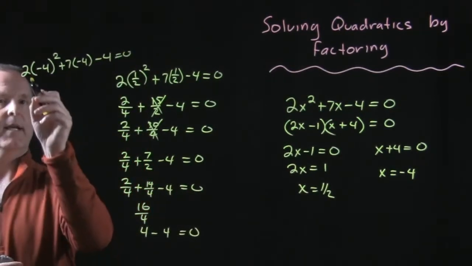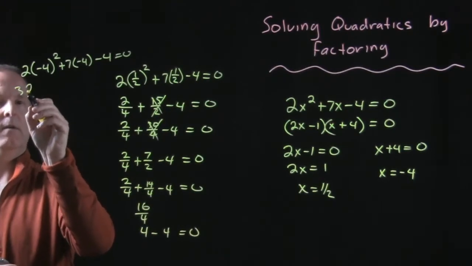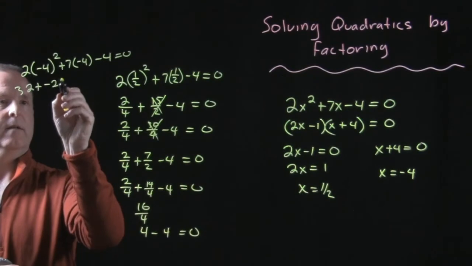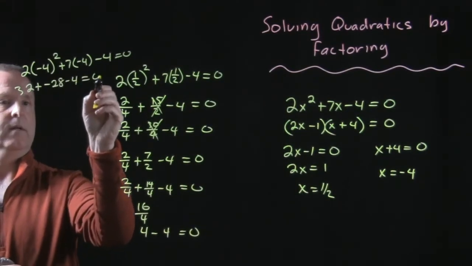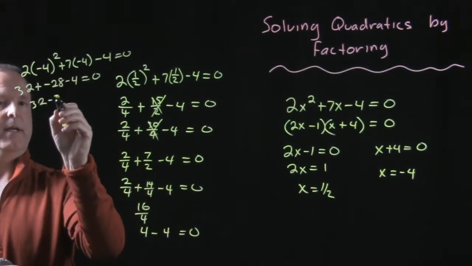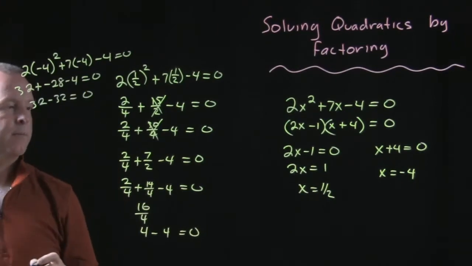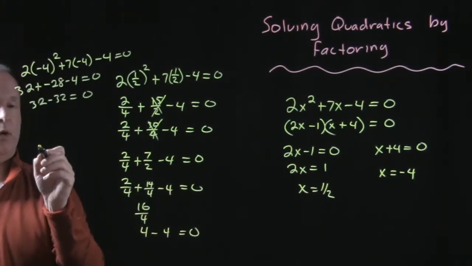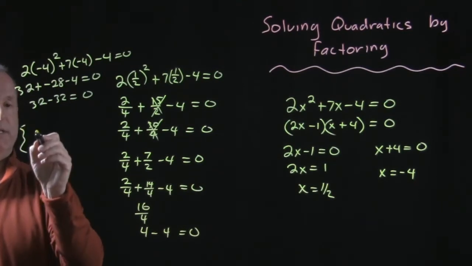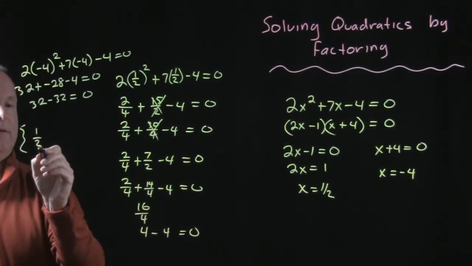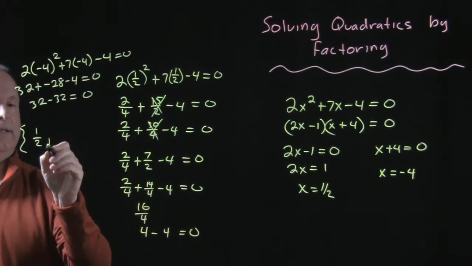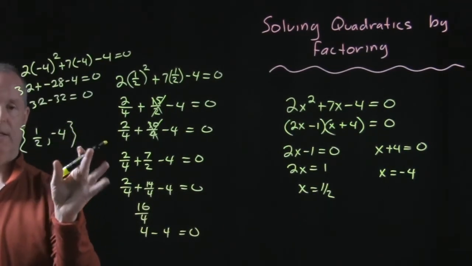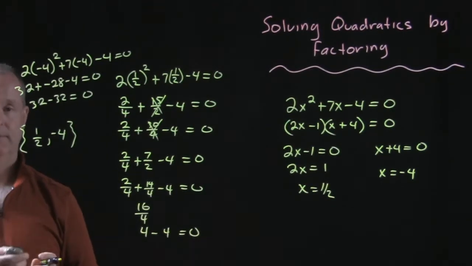-4 squared is 16. 2 times 16 is 32. Plus a -28 minus a 4. 32 minus 32 does equal 0. So that's confirmation that my two solutions are the correct solutions. So my solution set is 1/2 and -4. Now notice this isn't a coordinate point, rather it's a solution set.